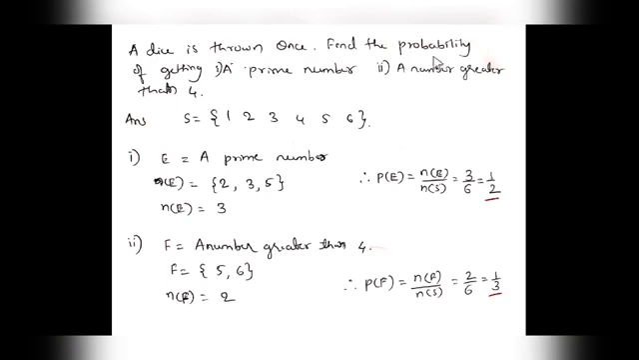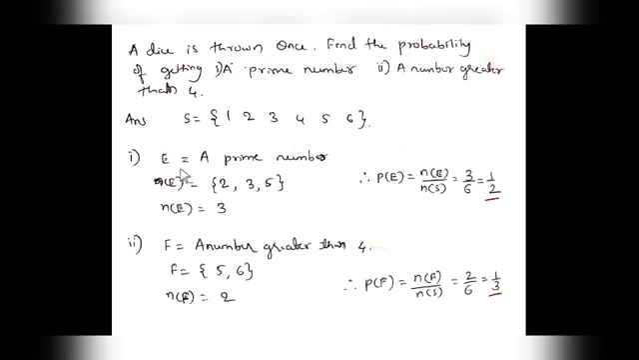A dice is thrown once. Find the probability of getting first one a prime number, second one a number greater than 4. Now the sample space for one die rolling is 1, 2, 3, 4, 5, 6.